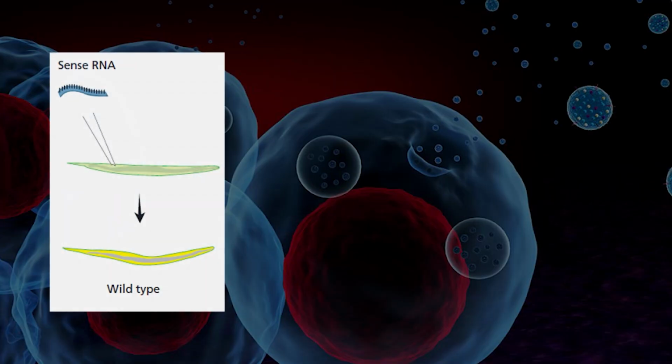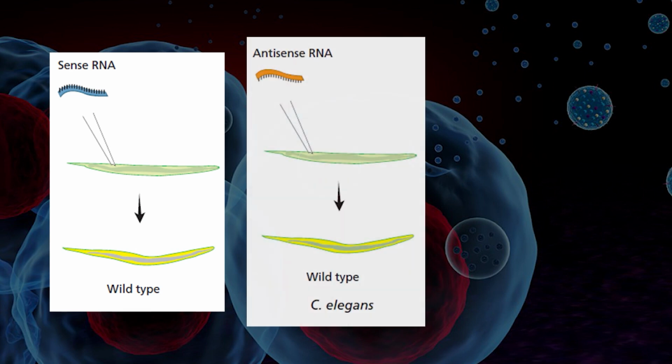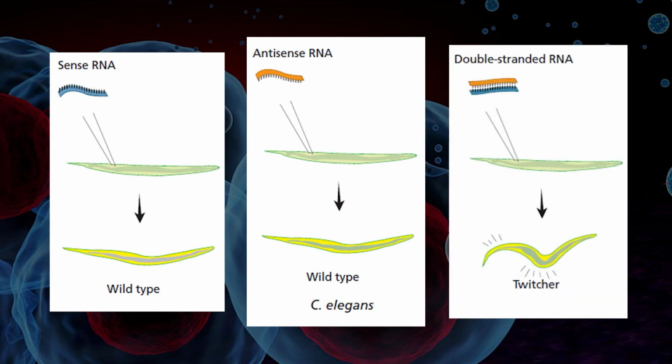First, they took single-stranded sense RNA, single-stranded antisense RNA, and a small segment of double-stranded RNA. They injected these three RNAs, which were specifically targeted for UNC22 mRNA, into the gonads of C. elegans to see the progeny.